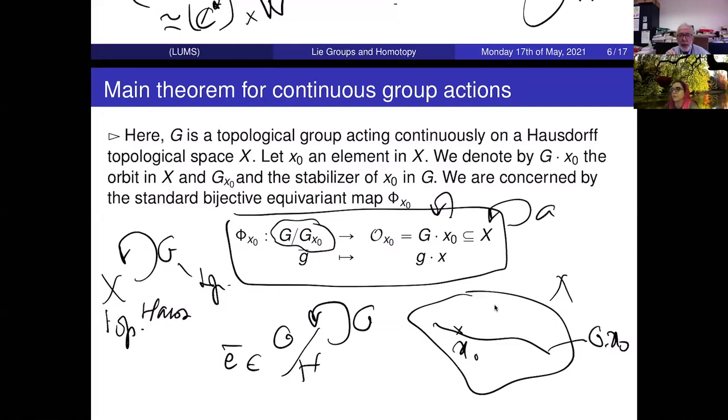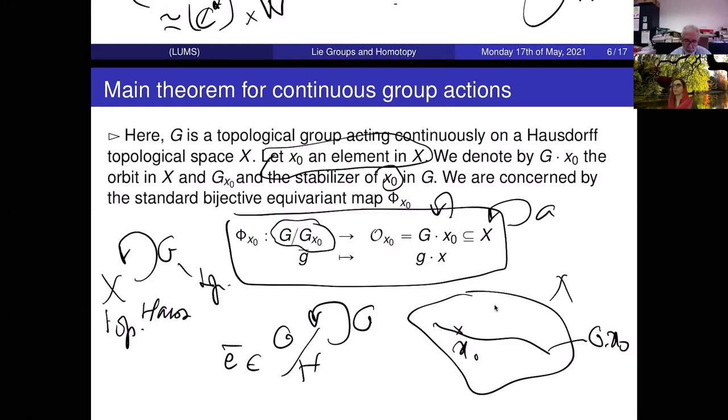What I'm saying is that when you have an action of a group G on a set X, for each point X0 inside of X you get what we call an equivariant bijective map between the quotient of G by the stabilizer and the orbit. And of course, if G is acting continuously, this map will be continuous once we equip the quotient set G over the stabilizer of X0 with the quotient topology.